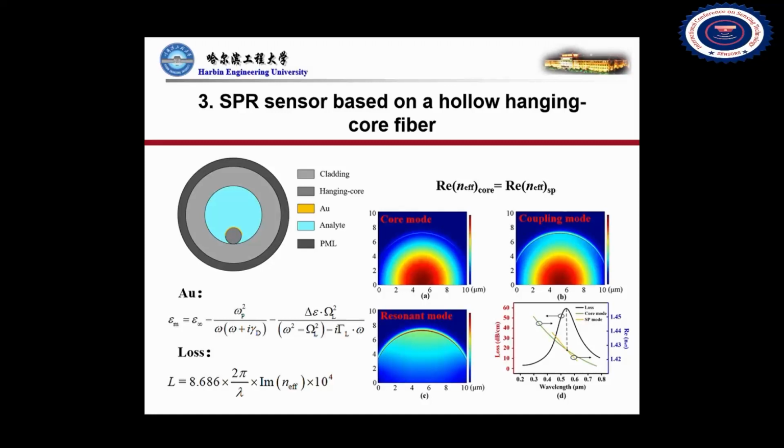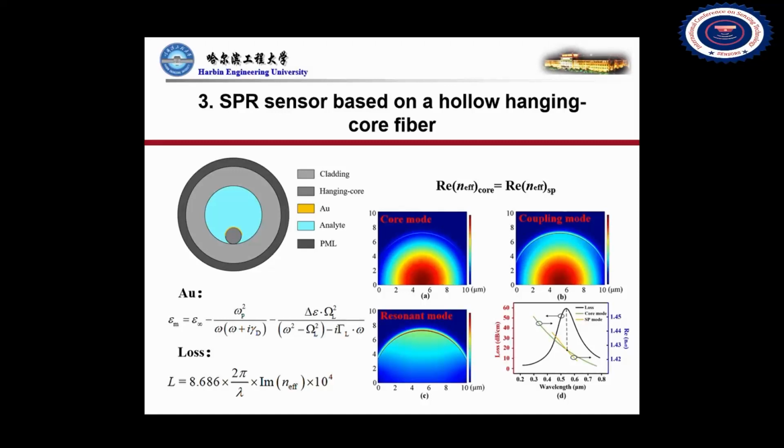The finite element method is used to establish the simulation model. The dielectric constant and output loss of gold are shown in the formula. The figure shows the mode field distribution, dispersion relation, and mode field loss of the transmitted mode. With the increase of transmission wavelengths, the core mode energy continuously transfers to the gold film. Thus, the energy in the core decreases gradually, and the energy in the gold film increases.